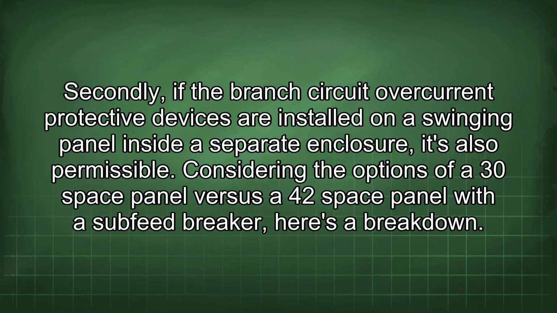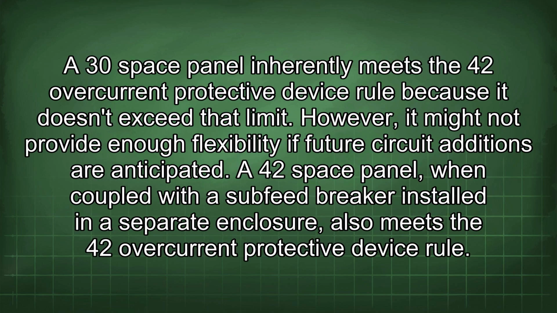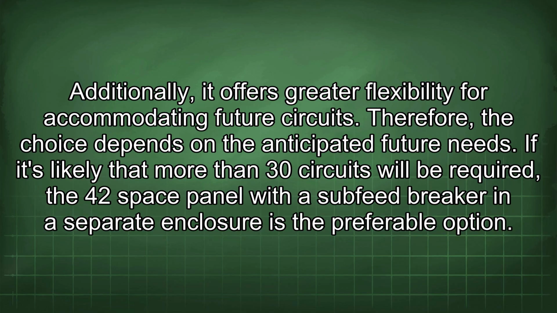permissible. Considering the options of a 30-space panel versus a 42-space panel with a subfeed breaker, here's a breakdown. A 30-space panel inherently meets the 42 overcurrent protective device rule because it doesn't exceed that limit. However, it might not provide enough flexibility if future circuit additions are anticipated. A 42-space panel, when coupled with a subfeed breaker installed in a separate enclosure, also meets the 42 overcurrent protective device rule. Additionally, it offers greater flexibility for accommodating future circuits.